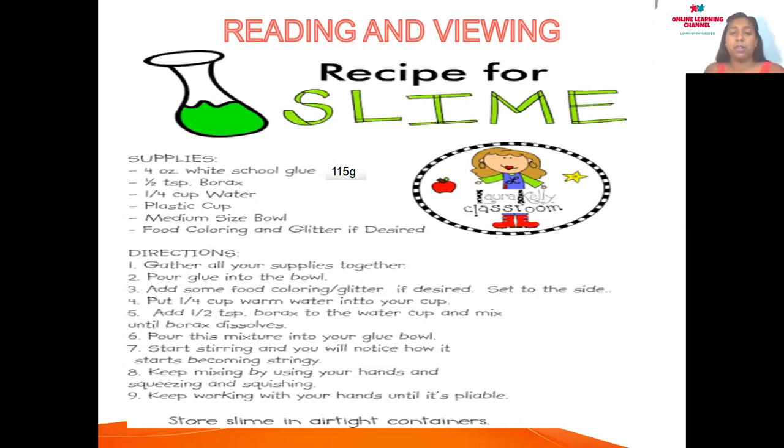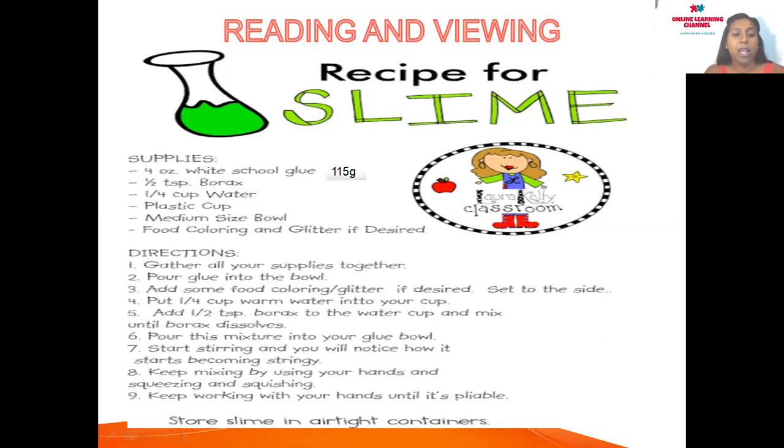Let's go try our directions, the steps on how we'll take to make the slime. Number 1, gather all your supplies together. Gather is the actual doing word starting with imperative. Number 2, pour glue into the bowl. Pour is our imperative. Okay, remember that. I'm going to go on. Add some food coloring, glitter if desired. Set to the side. Put 1/4 cup warm water into your cup. Number 5, add half teaspoon borax to the water cup and mix until borax dissolves.